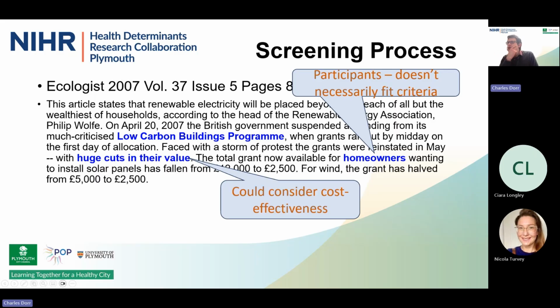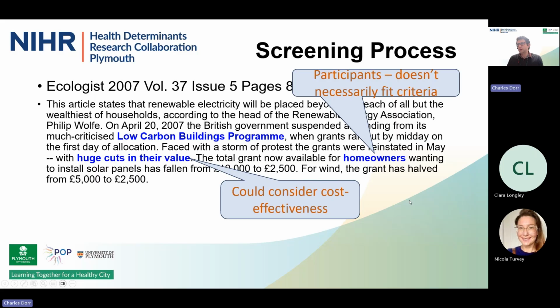It may consider cost effectiveness. So in this abstract, you talk about how a change in British government policy, albeit back in 2007, had an impact on the cost effectiveness of retrofitting. So that does have some relevance to what we're looking at, but it doesn't actually say it's about prioritizing retrofitting. So there's a bit of ambiguity about its relevance there.